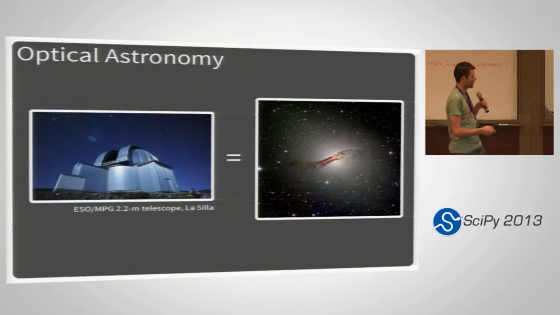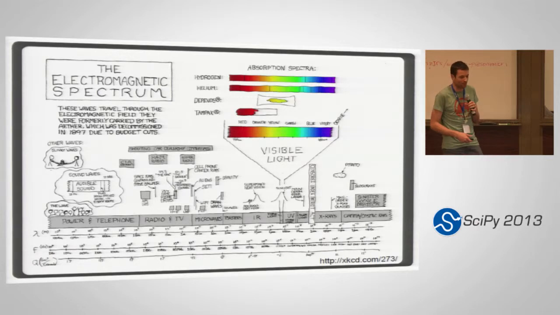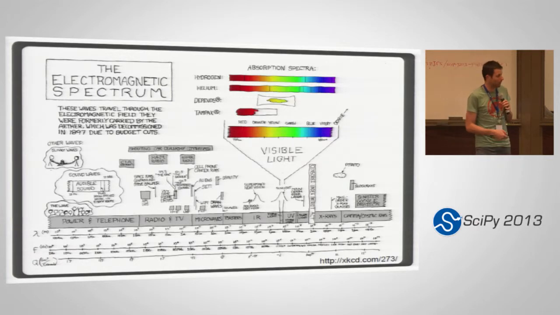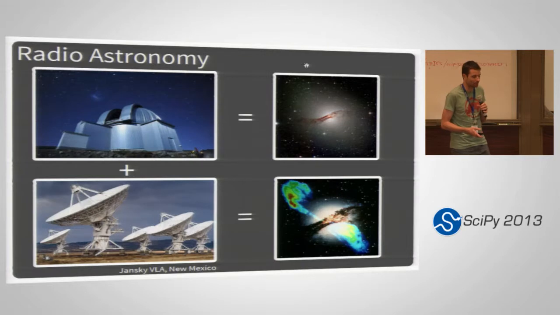A 2.2 meter telescope lets you get a pretty good view of Centaurus A. Obviously, that's only a small part of the picture. I'm preaching to the converted here, but we're never going to know what the sinister gamma ray projects are up to in the gamma rays if we don't look outside of just the optical domain.